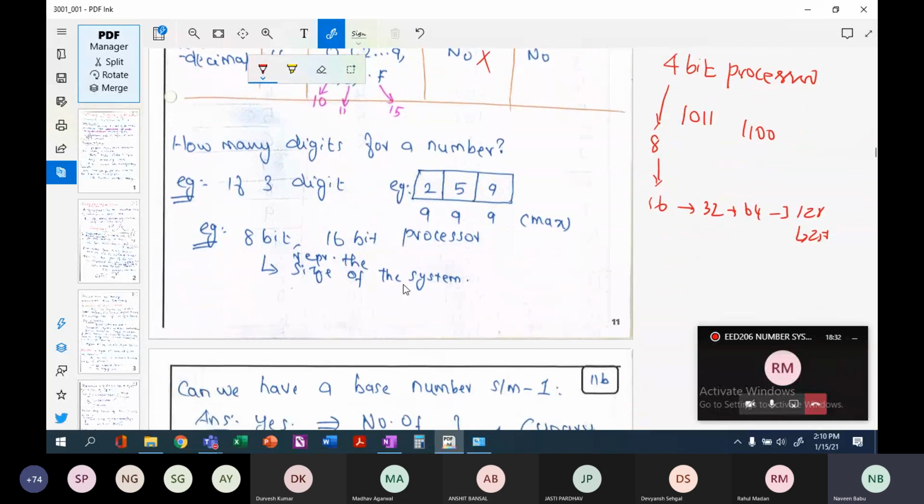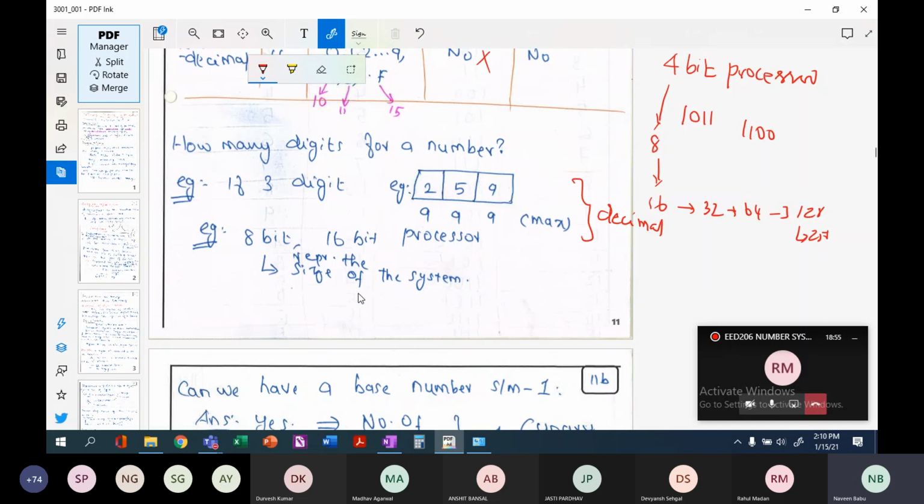If I have 3 digits, then 259 is an example of 3 digits. So the maximum I can have is 999 if I am using a 3-digit processing machine. This is in terms of decimal.